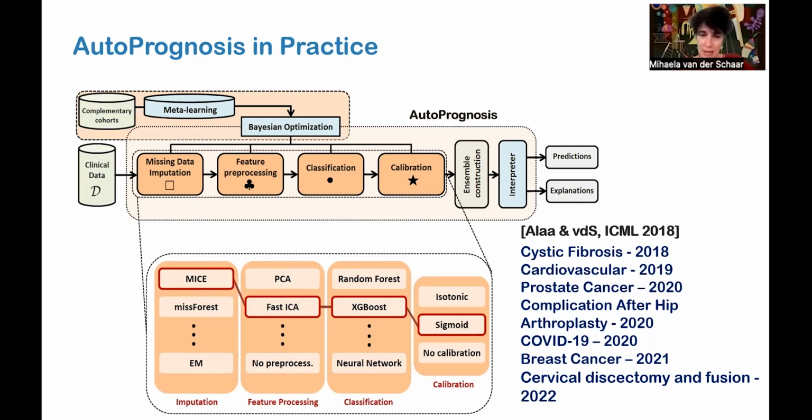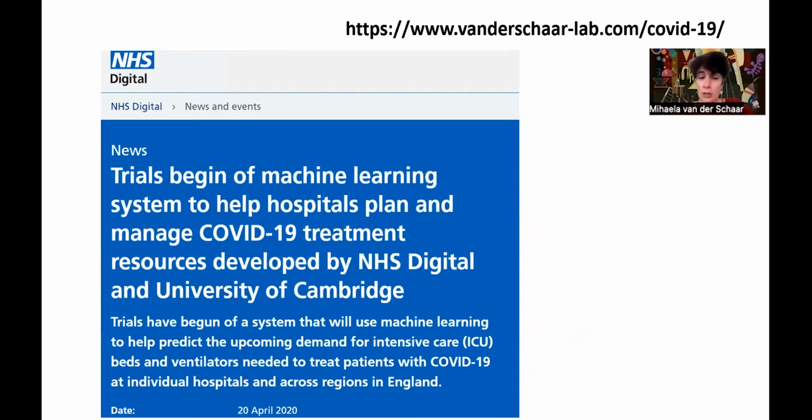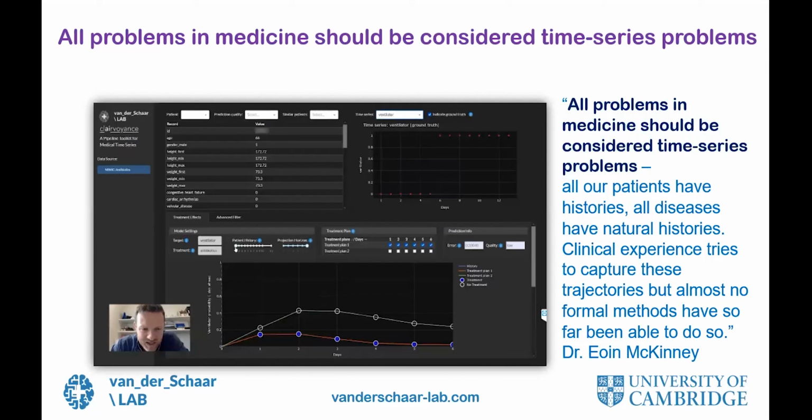Then we have applied this to many diseases, and also to operational issues. As a matter of fact, I think we were the first use of machine learning around the world where we partnered with NHS Digital early on in the pandemic, in April 2020, and used the precursor of the current AutoPrognosis tool for management of resources in hospitals. AutoPrognosis 2.0 goes a lot further, and you will hear from Eoin about that.